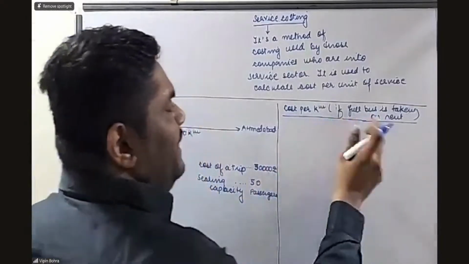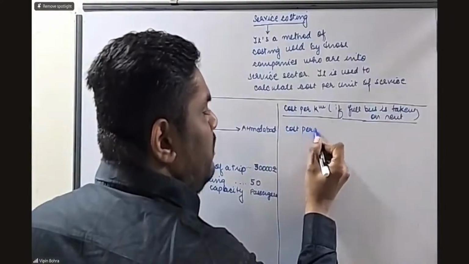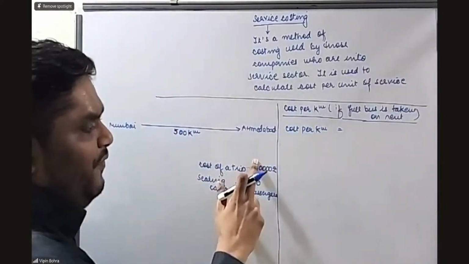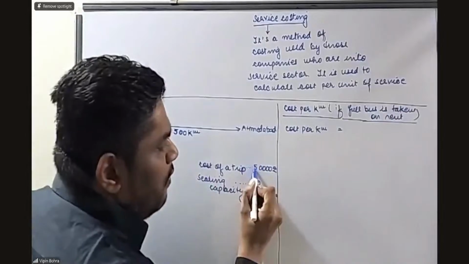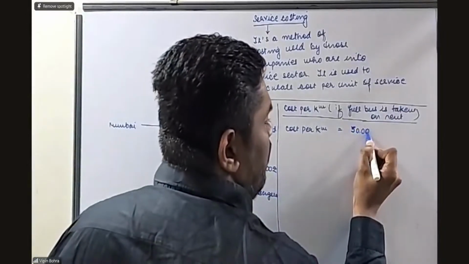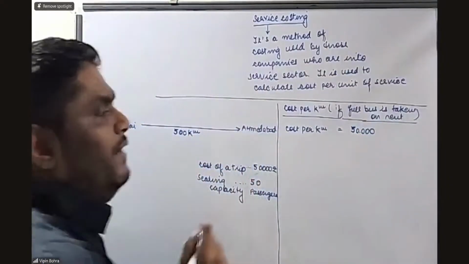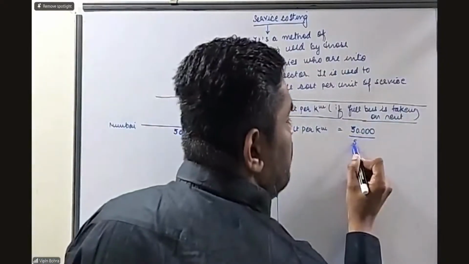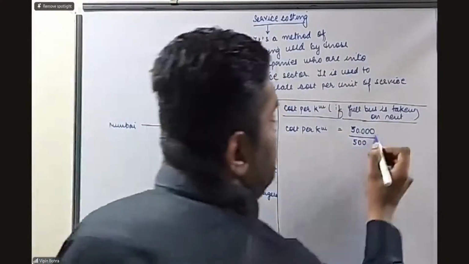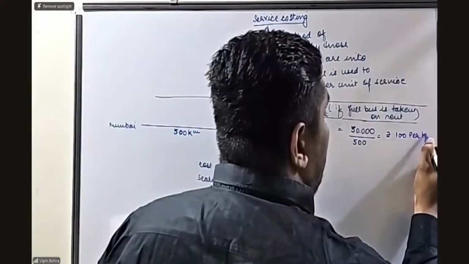See, my cost per kilometer, if the full bus is taken on rent, will be how much? The total cost is how much? 50,000. And the distance traveled is how much? 500 kilometers. So how much will be the cost per kilometer? Rupees 100 per kilometer.